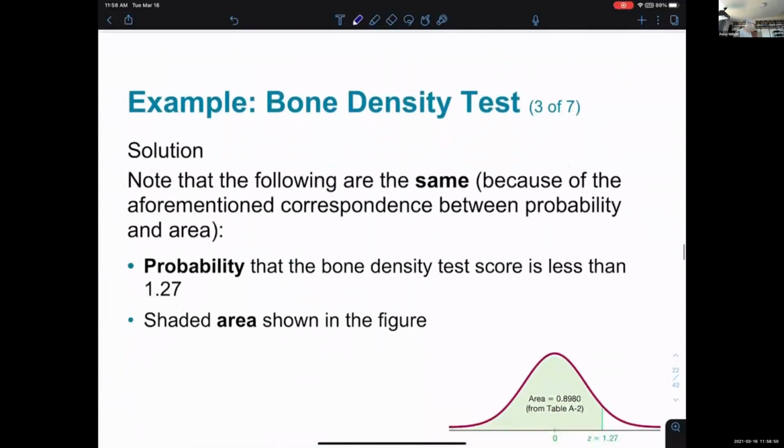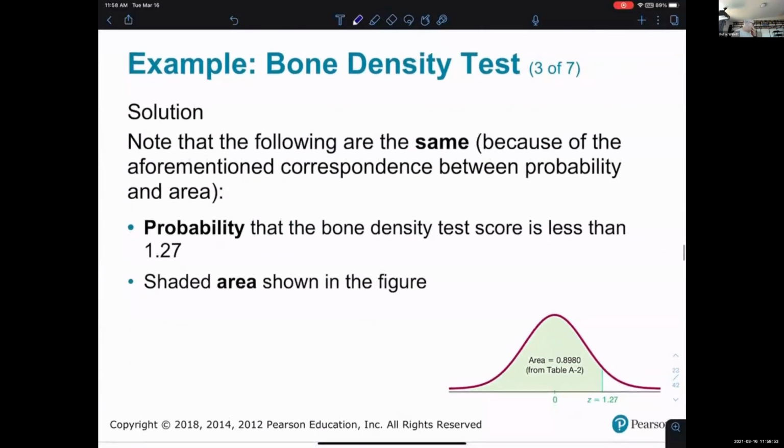All right, so let's see what they say here. Note that the following are the same because of the aforementioned correspondence between probability and area. The probability that the bone density test score is less than 1.27 would be the same as the shaded area, where you shaded the area under the graph to the left of 1.27. The amount of shaded area and the probability of getting a score below 1.27 are the same.